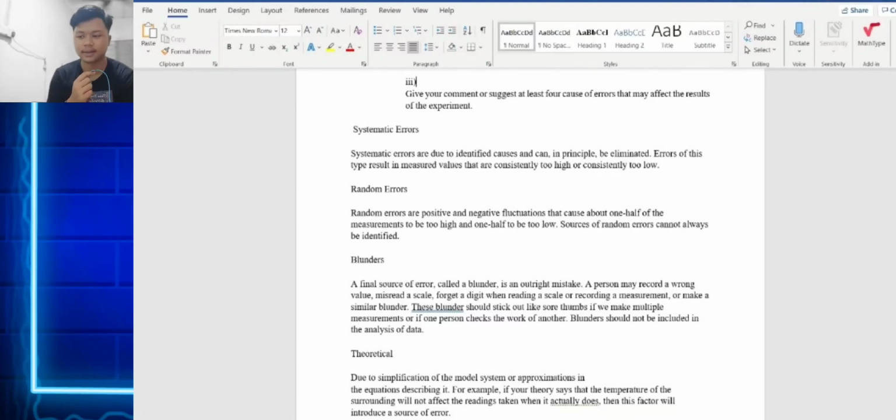And the last error is theoretical error, due to the simplification of the model system or approximation in the equation describing it. For example, if your theory says that the temperature of the surroundings will not affect the reading taken when it actually does, then this factor will introduce a source of error.